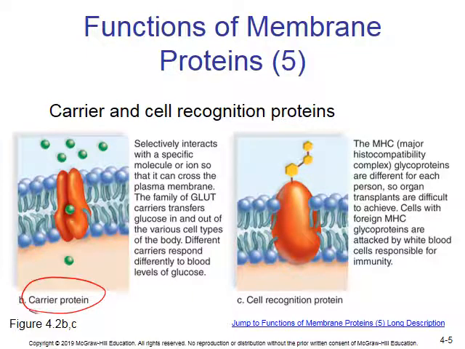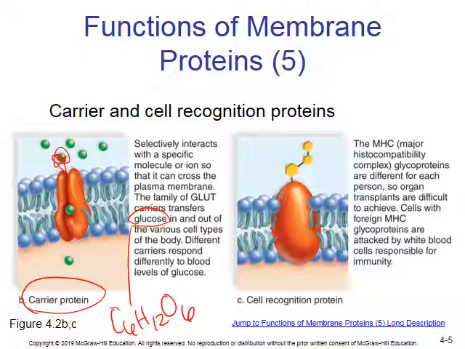Here we see a carrier protein. Glucose is a little bit larger than just an ion, right? What is glucose? 6 carbons, 12 hydrogens, 6 oxygens. So it's a little bit larger. I wish they had drawn it kind of like that. It would have made it seem like it was a little bit larger. So glucose has to have a carrier to get across the plasma membrane.